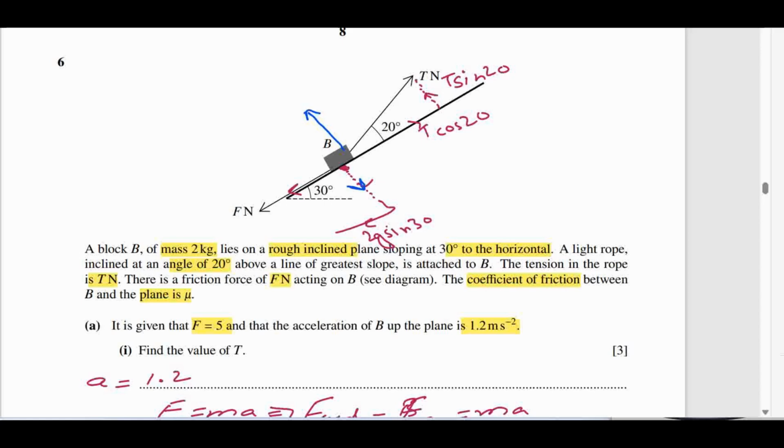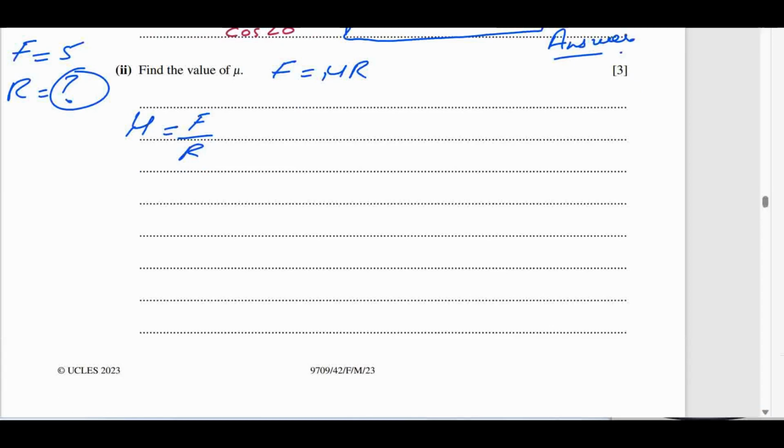Now we can see that for R, we need the vertical components. So let's identify the vertical components. R is going upward. T sine 20 is going upward. And then 2g cos 30 is going downward. So these three are the vertical components. So let's write, the summation of Fy is equals to 0. So R plus T sine 20 minus 2g cos 30.